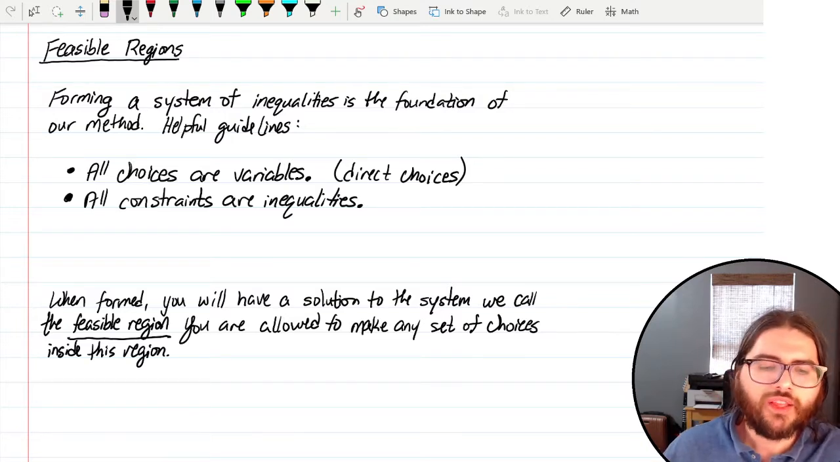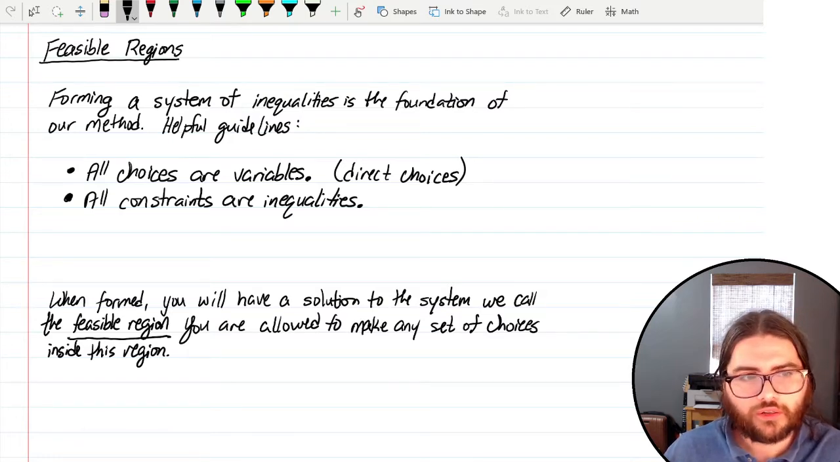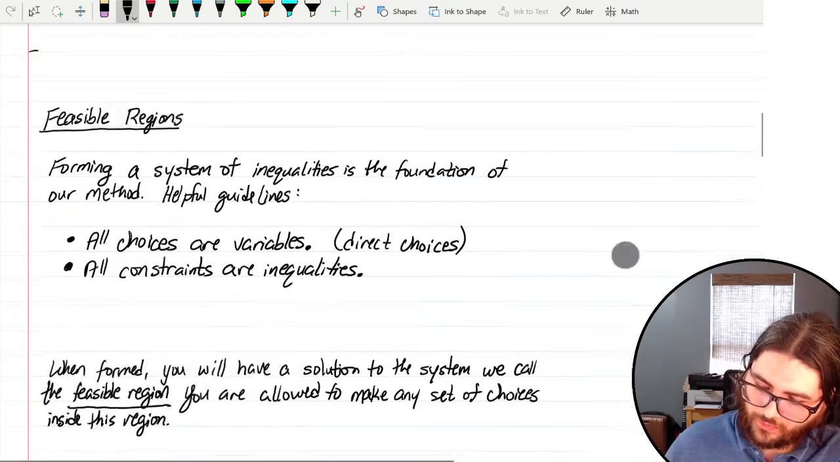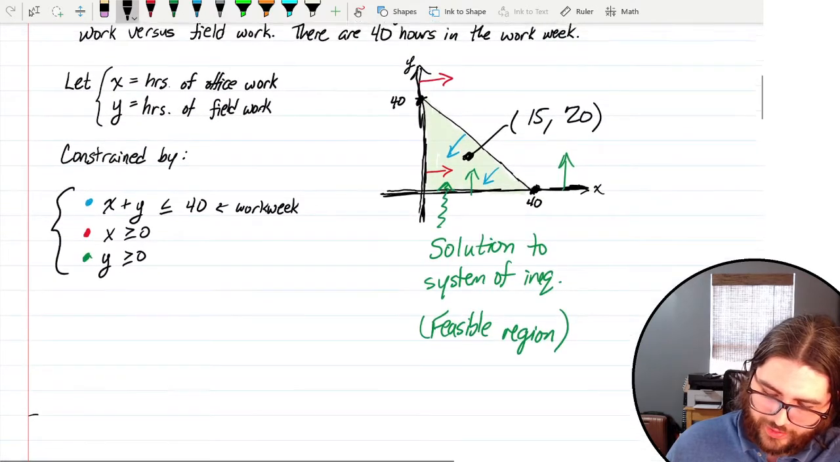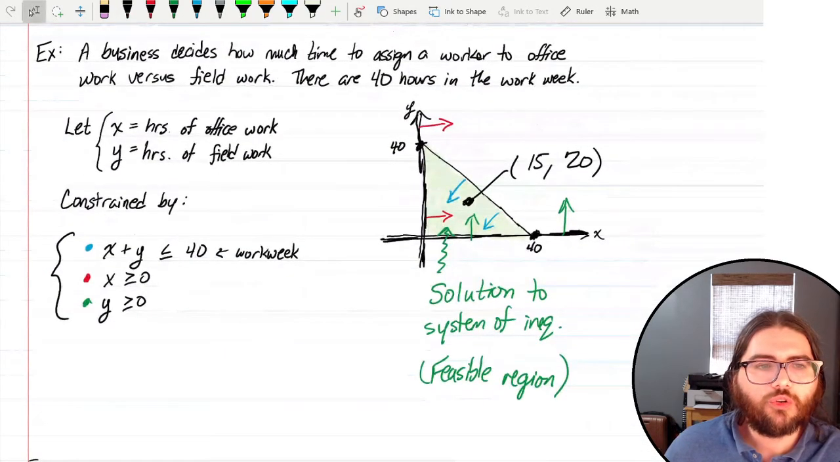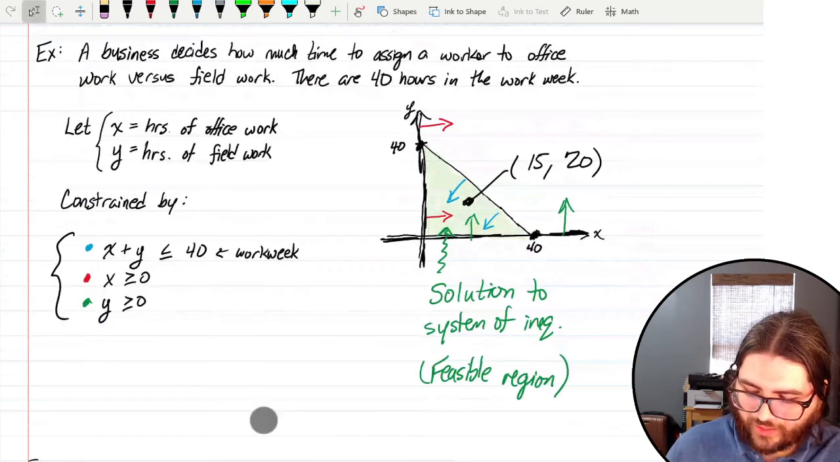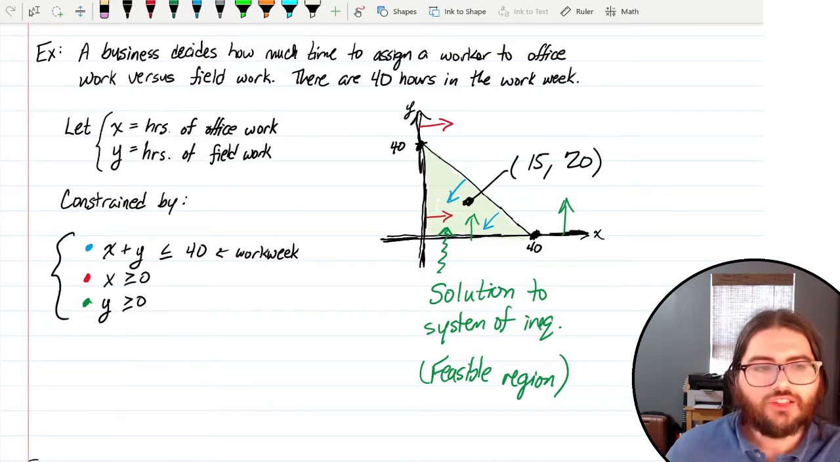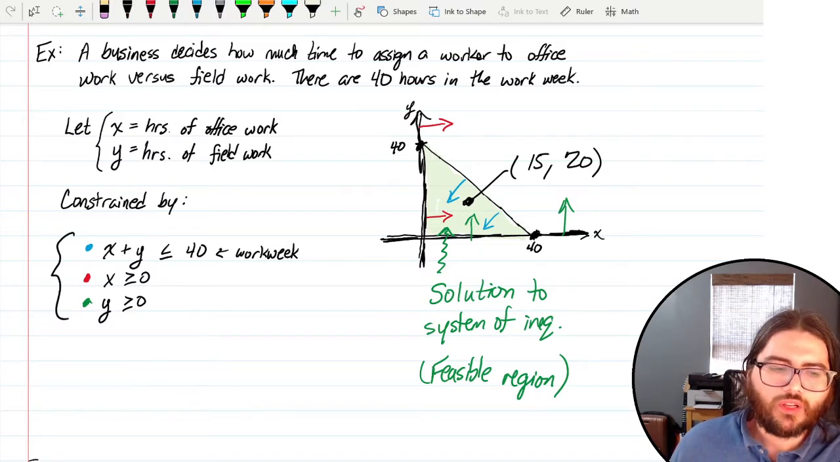Say, for example, that I was not allowed to work more than 15 hours in the field every week. That would have been another constraint. Going back to my example here, working 15 hours of field work as a max would have added y has to be less than or equal to 15 to my system. That would have added a new line, a new shading to my consideration, and it would have changed the feasible region, which I got as a result.